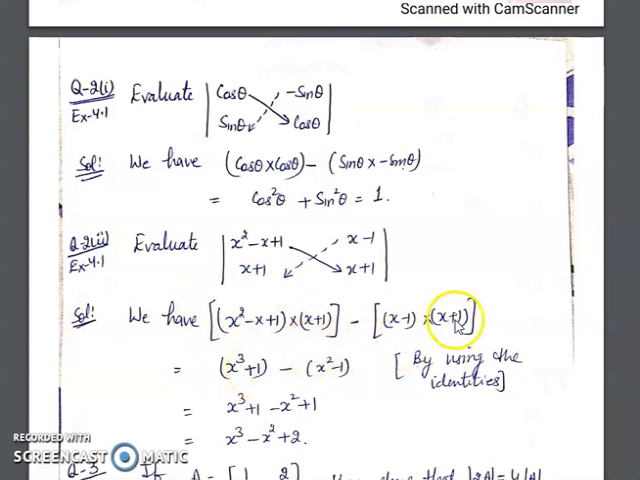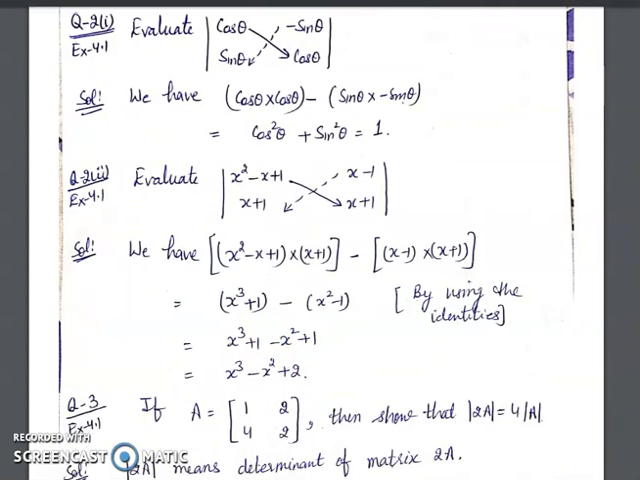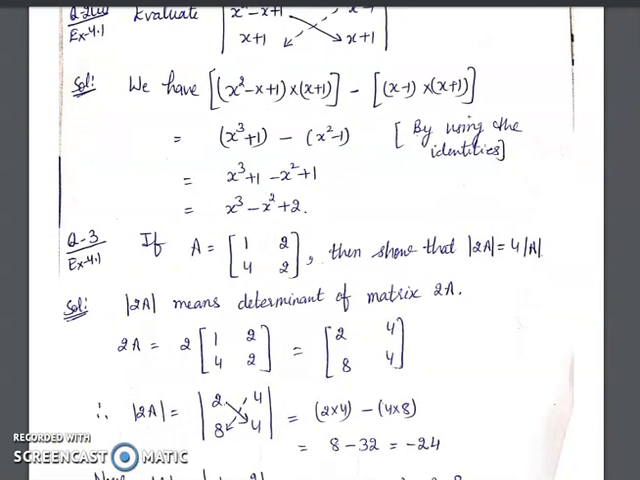And x minus 1, x plus 1, by using the identity, it is equal to x square minus 1. So, open the bracket. Minus plus 1. So, it gives you answer x cube minus x square plus 2. I hope now you understand the method of solving the determinant of order 2.